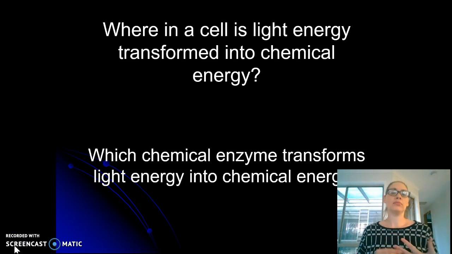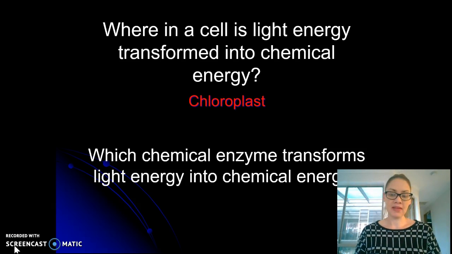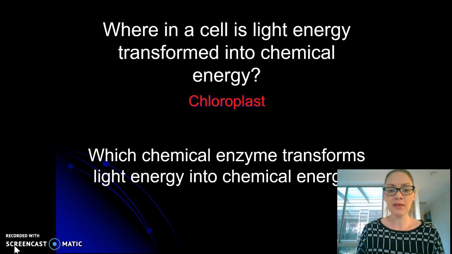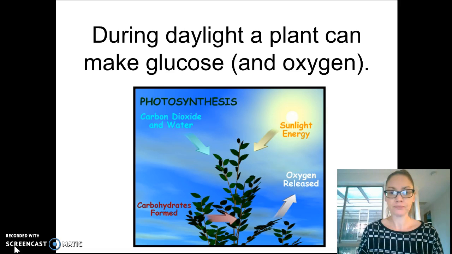So in a cell, the light energy is transformed into chemical energy. So that occurs in the chloroplast. There's also these things called enzymes. So enzymes are what we call biological catalysts, and they speed up chemical reactions without actually taking part in the chemical reaction, and they reduce the energy required for this to happen. So the chemical enzyme that transforms light energy into chemical energy is called chlorophyll. So the chloroplast is the structure, the chlorophyll is the actual enzyme.